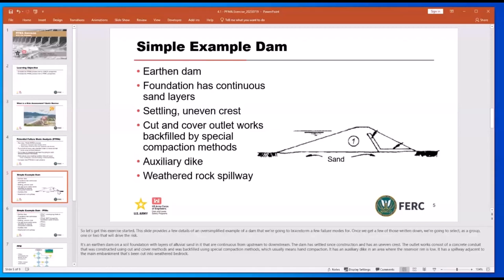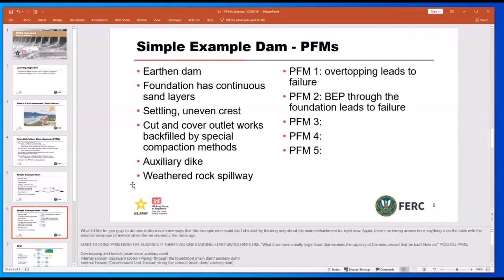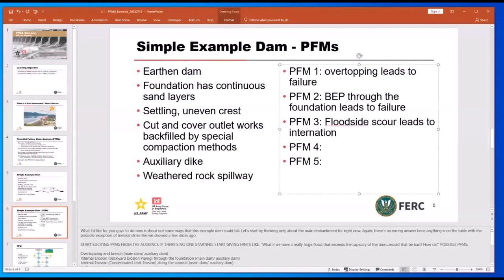Okay, excellent. So that was really good because we talked about a failure mode and then we described it all the way to failure, which is what we always want to do. We want to understand all the things that will fail this thing. So let's see here. Flood, side scour leads to internal erosion, blowout, and breach. Maybe we don't need that blowout part, but anyways, what else? We've got some good stuff going here. Slope failure. Okay.